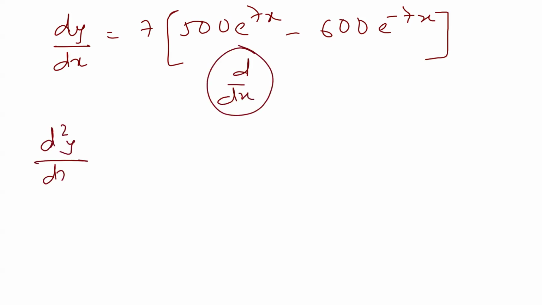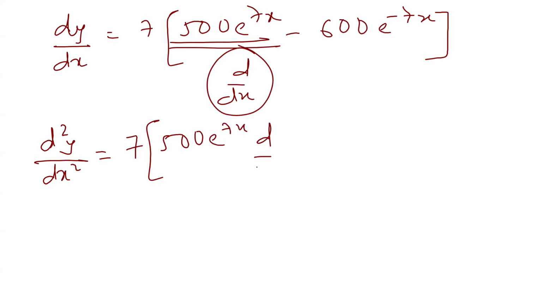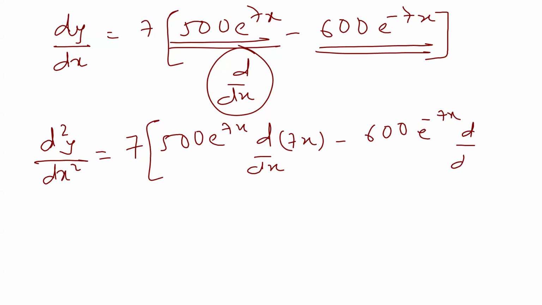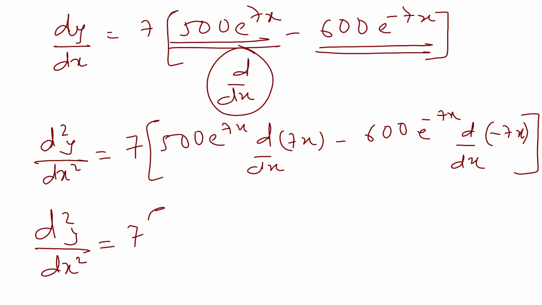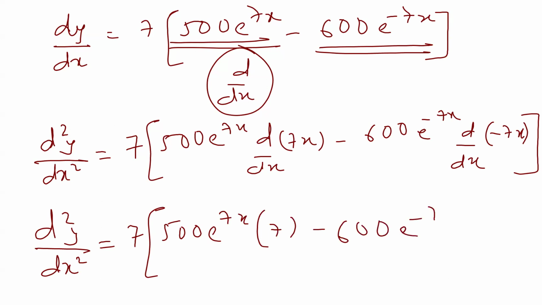So d square y by dx square, 7. 500 e raised to 7x is 500 e raised to 7x into d by dx of 7x, minus 600 e raised to minus 7x derivative is 600 e raised to minus 7x into d by dx of minus 7x. Okay, so d square y by dx square is equal to 7, 500 e raised to 7x into 7 minus 600 e raised to minus 7x into minus 7. Okay, I've applied the chain rule.